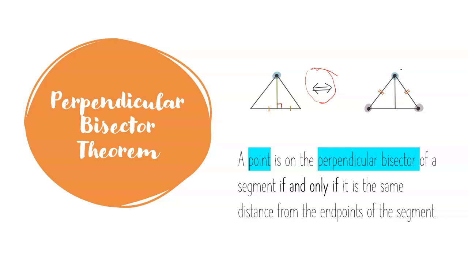So I'm going to read it one more time. A point is on the perpendicular bisector of a segment if and only if it is the same distance from the endpoints of the segment. So if I know either one of those two things, I know the other one.